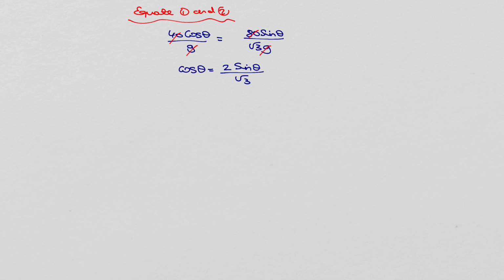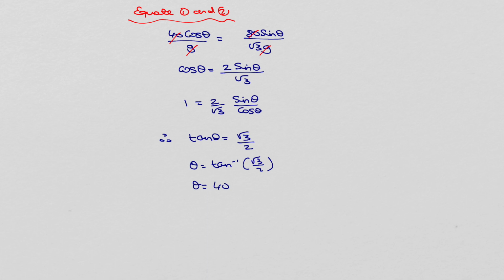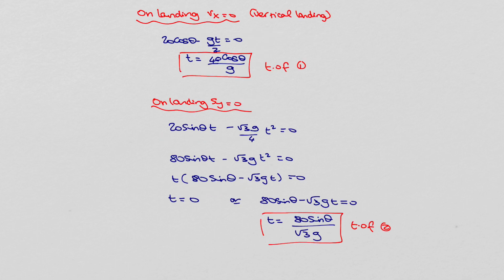Then if I divide both sides across by cos theta, I'll end up with sine theta over cos theta, which is of course tan theta. Then multiplying across by root 3 and dividing across by 2, I have tan theta is equal to root 3 over 2. Because we're looking for the angle of projection, I then need to just get tan inverse of root 3 over 2, which gives me an angle of 40.9 degrees. So now we have our angle of projection.